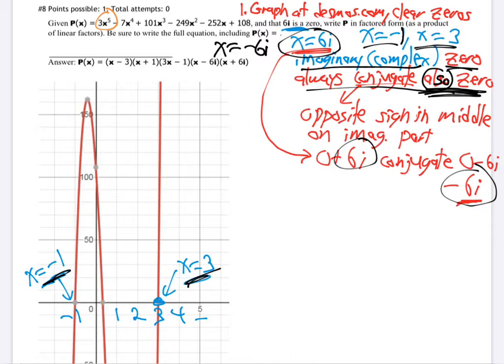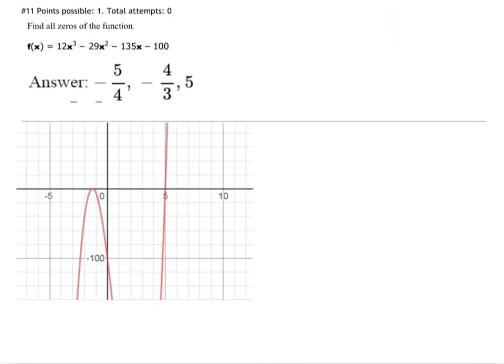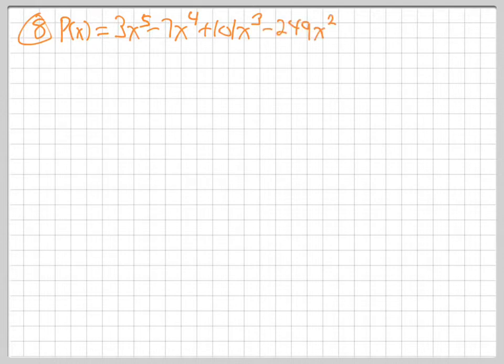So I'm going to go to a fresh screen where we have a little room to work, taking the information we have. So now on number 8, we have the function p of x equals 3x to the 5th minus 7x to the 4th plus 101x cubed minus 249x squared minus 252x plus 108. It's a big function. And we know 4 of the zeros already.